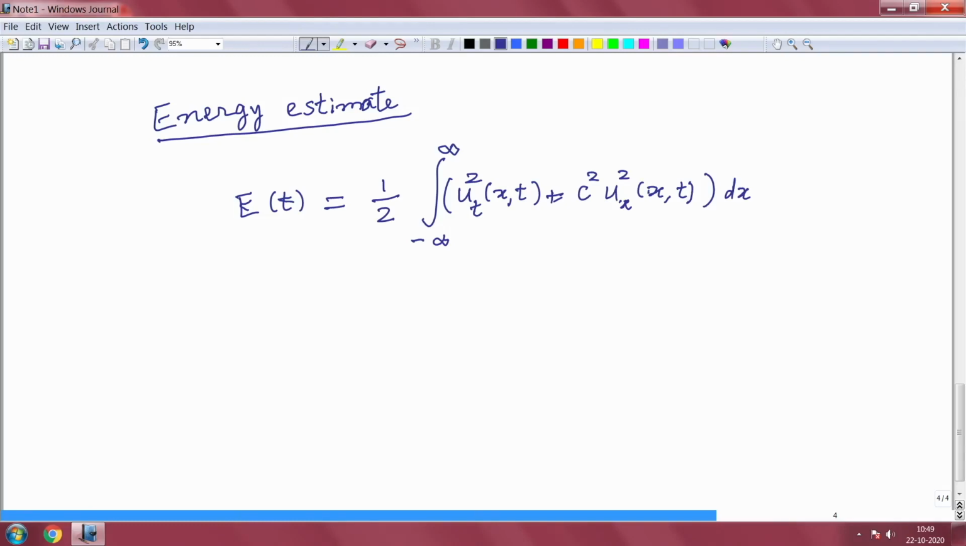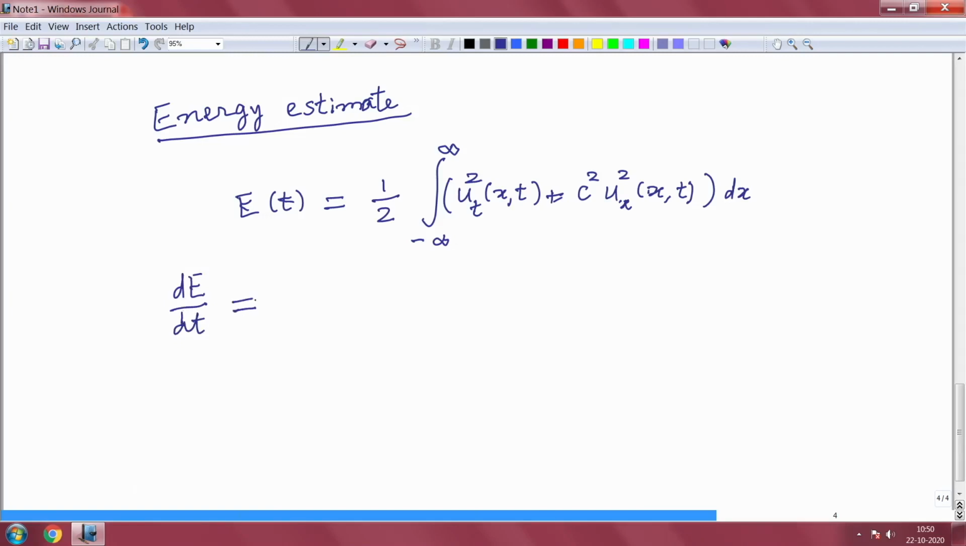Using integration by parts, let me just show you heuristically. Provided this integral is finite. If the integral is infinite, that does not make sense. So, for the time being, just assume that the integral is finite. Let me show you that this E t is constant. That means it does not depend on t. So, for that, what should we do? We should consider its derivative with respect to t and show that it is 0.